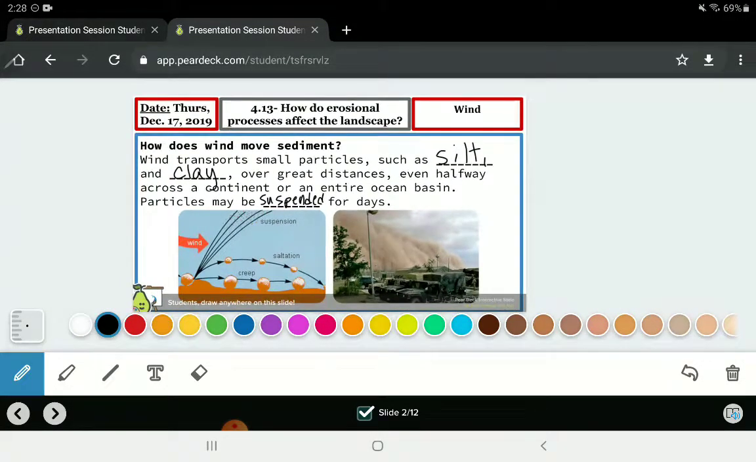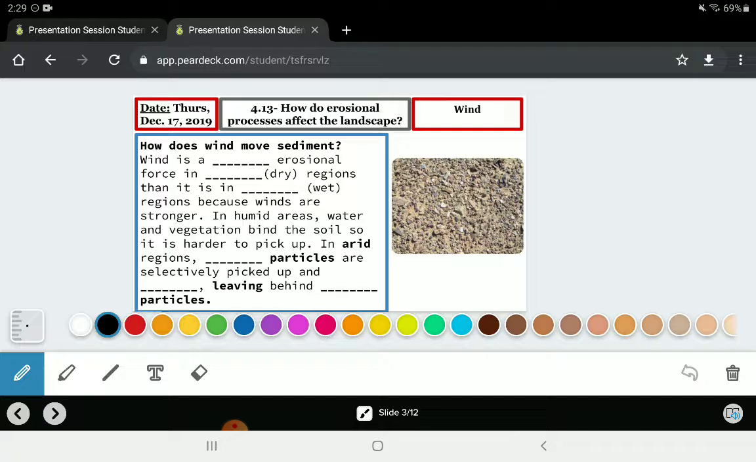Okay, so if they're suspended, they're held aloft by the wind. There's another process called saltation where they bounce above the ground. So the particle will be lifted, bounce off the ground, be lifted again. Or they creep, which means they're mostly just pushed. Another question, how does wind move sediments?